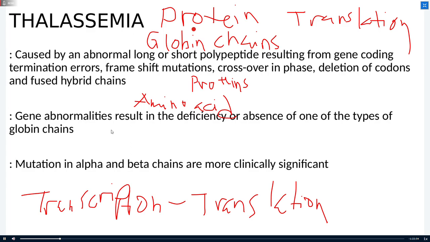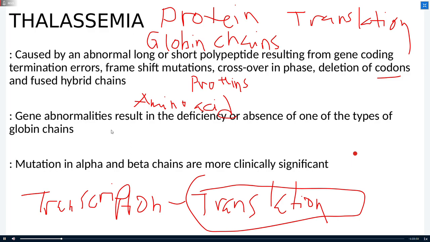Now, what happens here, class, sa thalassemia niyo? Yung globin chains niya, which are protein, this would happen if there are errors or frameshift mutations during your translation. May mga nagkaroon ng frameshift mutations, crossover in-phase, deletion of codons. If you recall yung codons niyo, yun yung tatlong letter na kapag trinanslate niyo, they would convert it into an amino acid. Yan, mga AUG, yung methionine, and so on and so forth.